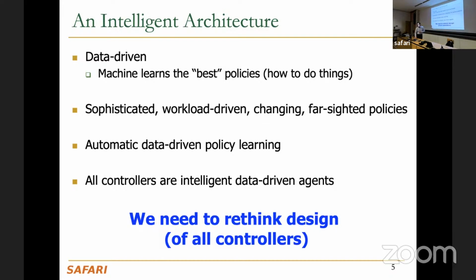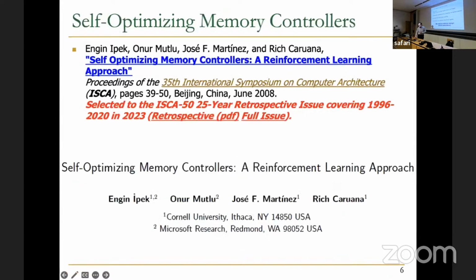So basically, we want automatic learning, and hopefully all controllers will over time become intelligent data-driven agents that can coordinate with each other. So this, of course, requires rethinking the design of all controllers with this mindset. So I'm going to show you multiple results that we have. We have looked at this perspective a long time ago. This is a paper that we published in June 2008 at ISCA. I'm going to talk about that. But then if time permits, we're going to talk about multiple other works.